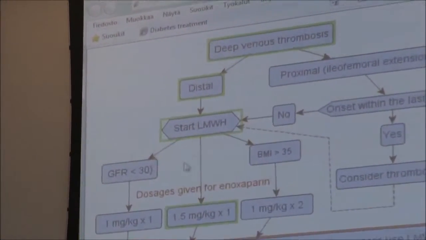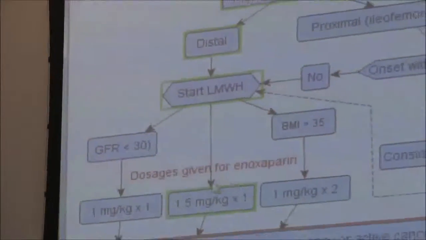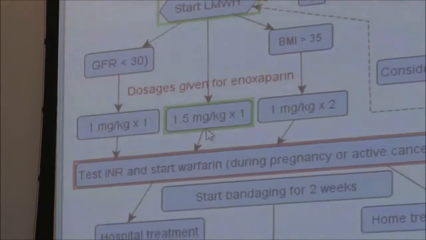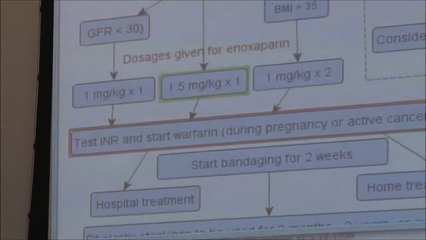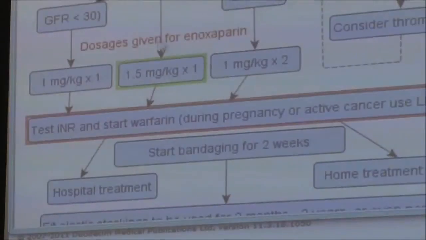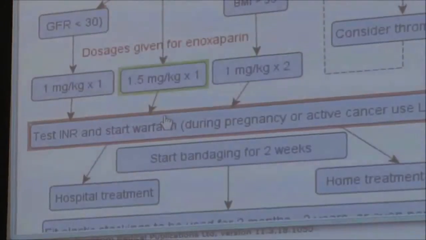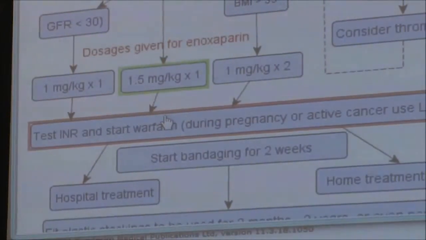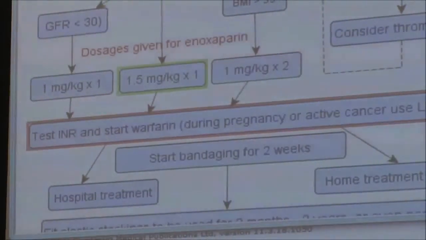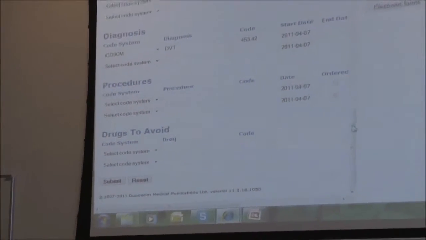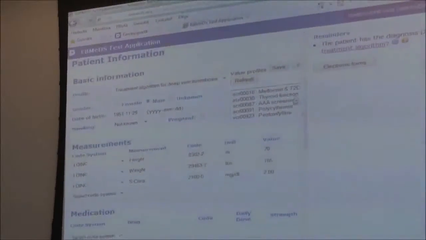The GFR was normal and the patient was of normal weight, and therefore this is the recommended dose of enoxaparin. So you see these colored squares here in the algorithm, which are based on the patient's data. The algorithm shows where your patient is on this flow chart, so you get them automatically colored. Yes, exactly. And they can also be local algorithms or local flow charts for things like that.